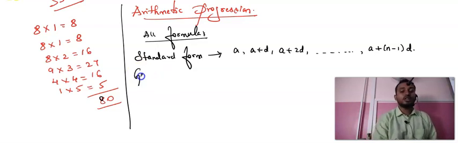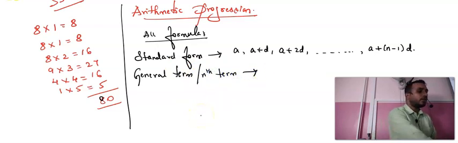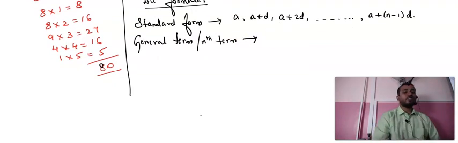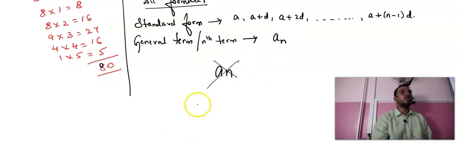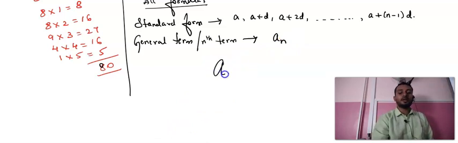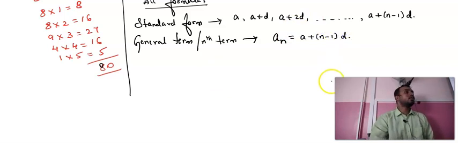That is the general term formula. General term of an AP or nth term of an AP. So what is the nth term of an AP? It is denoted by An. Most of you write An like this, it is wrong. You are supposed to write A a little bigger and n should be small. Are you getting? An is equal to what? A plus (n minus 1) into D. So this is the general term or nth term of an AP.